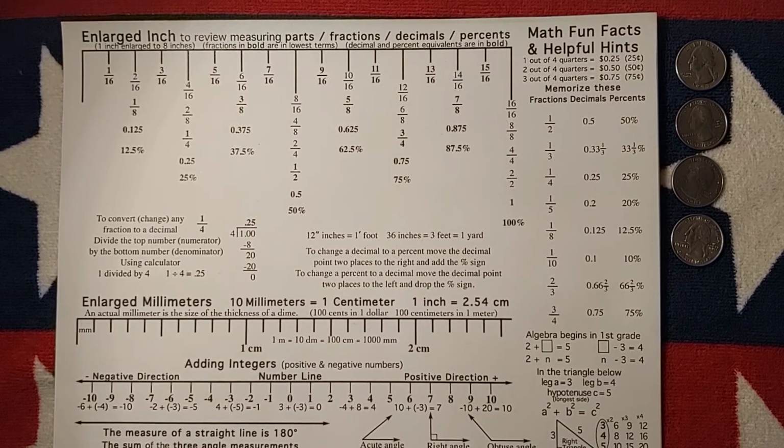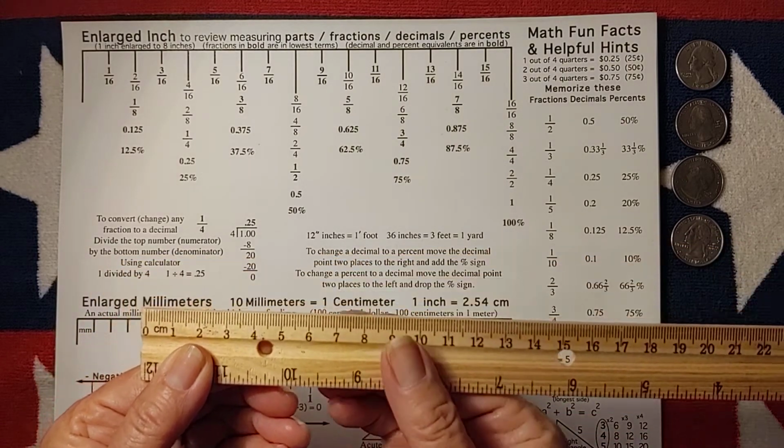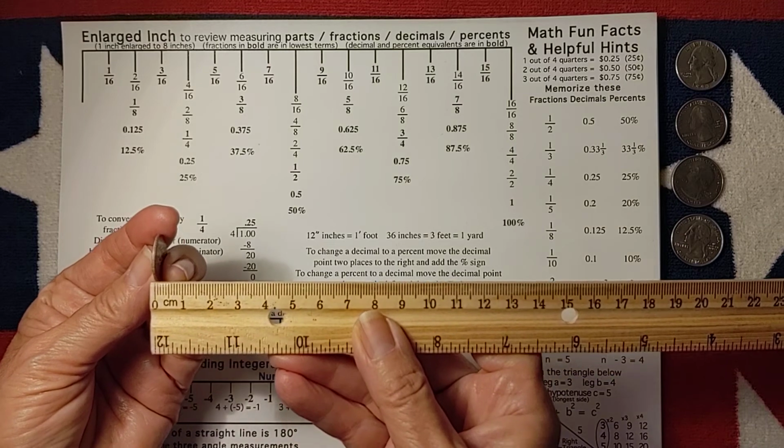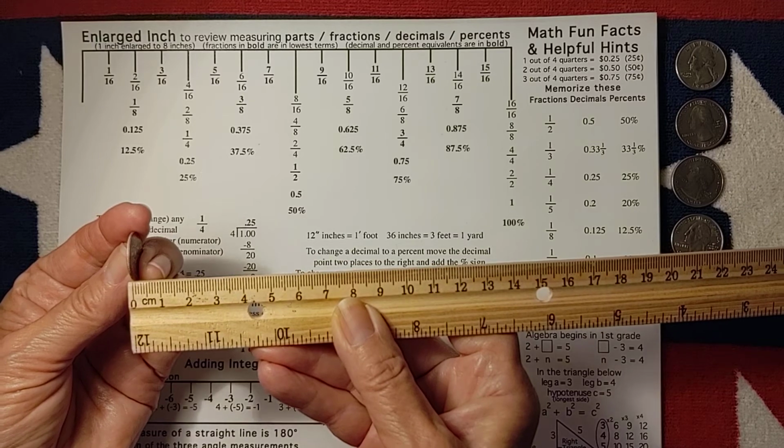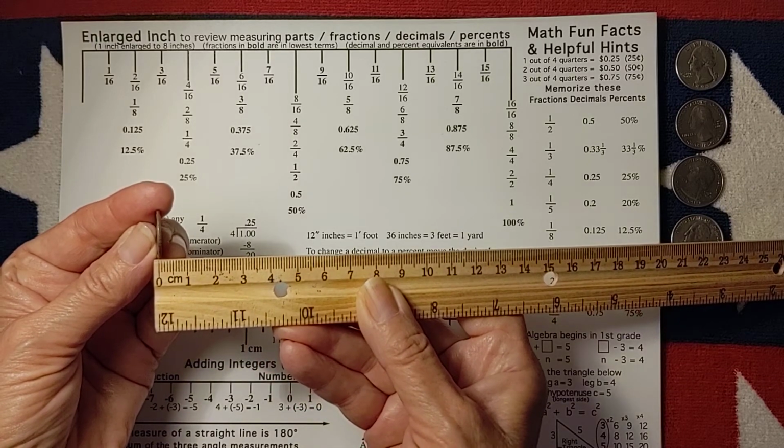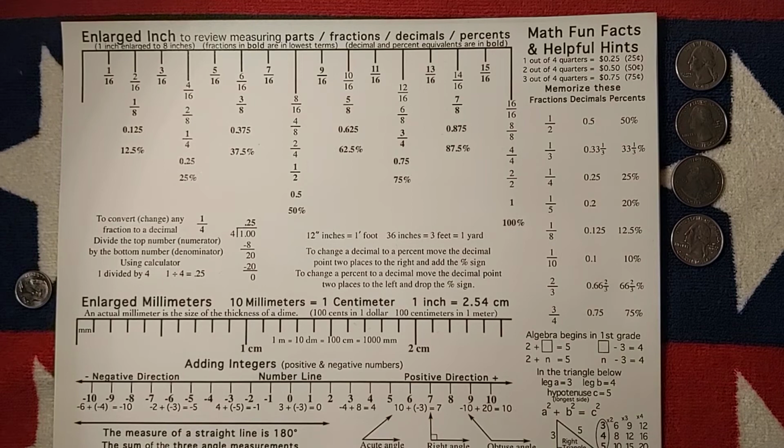And an actual millimeter is the size of the thickness of a dime. So if we look at the millimeters, the smallest part on a ruler, a millimeter is about the thickness of a dime. 100 cents in a dollar, 100 centimeters in a meter. I remind students, 100 cents in a dollar, 100 centimeters in a meter.